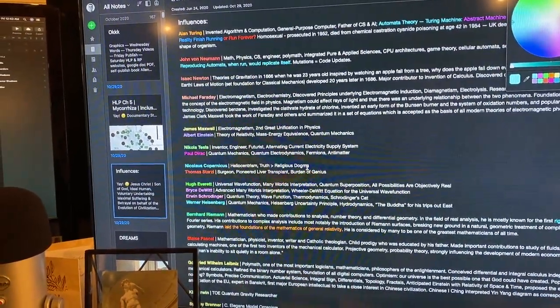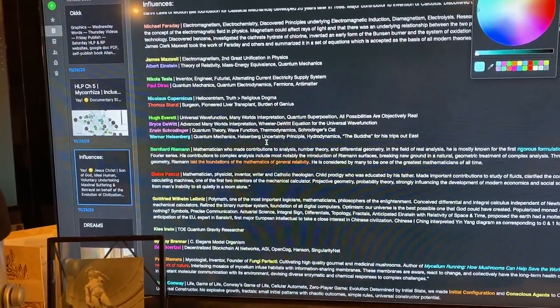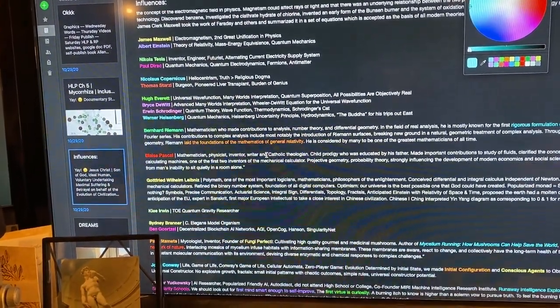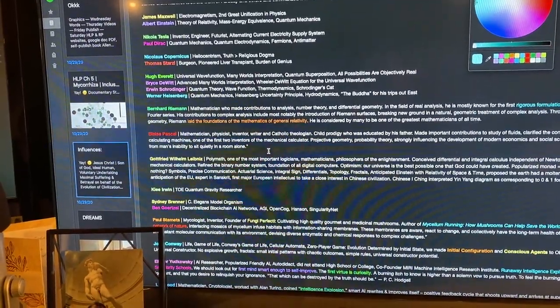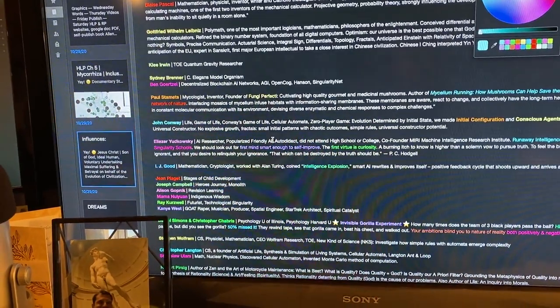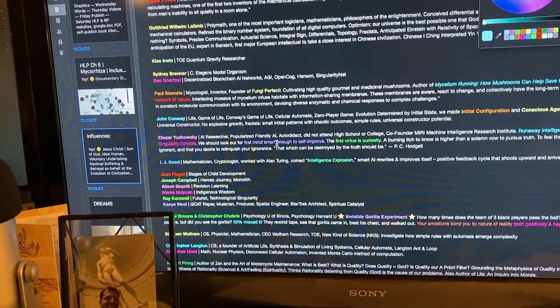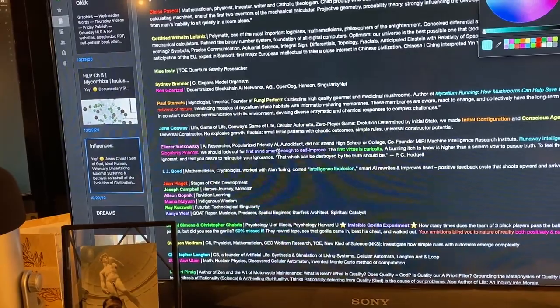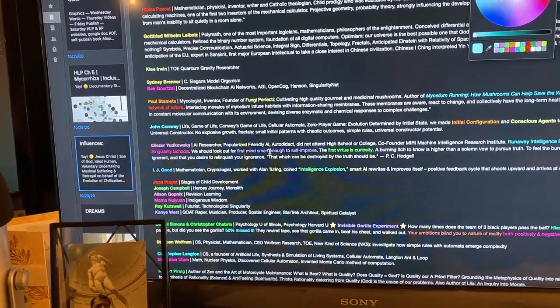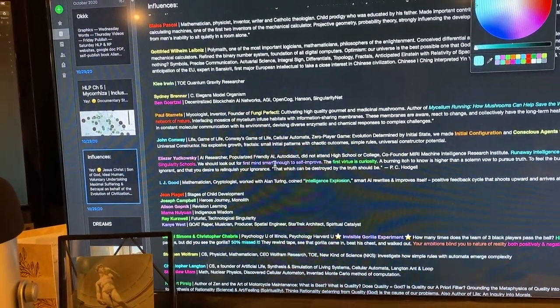Isaac Newton, Michael Faraday, James Maxwell, Albert Einstein, Nikola Tesla, Paul Dirac, Nicolaus Copernicus, Thomas Starzl, Burden of Genius, Hugh Everett, Bryce DeWitt, Erwin Schrodinger, Werner Heisenberg, Bernhard Riemann, Blaise Pascal, Gottfried Leibniz, Clay Irwin, Sydney Brenner, Ben Goertzel, Paul Stamets, John Conway, Eliezer Yudkowsky, I.J. Good. Oh, that was crazy. Ray Kurzweil, Mama Nguyen. I'm so happy I know somebody super indigenous like Mama. And Joseph Campbell, Jean Piaget. So many people, Wolfram, Langton. I mean, there's so many people.